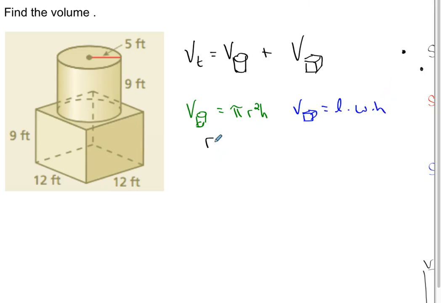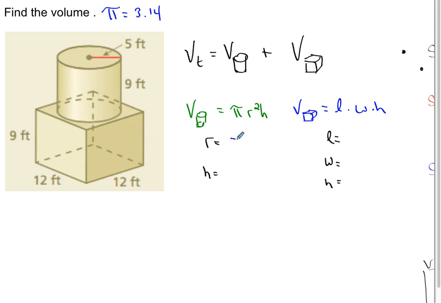What is my radius? What is my height? What is my length? What is my width? What is my height of the rectangular prism? Let's get all that information down first, and then plug in, substitute into my calculator, and call it a day. And again, we're going to use pi as 3.14. What is the radius of this cylinder here?